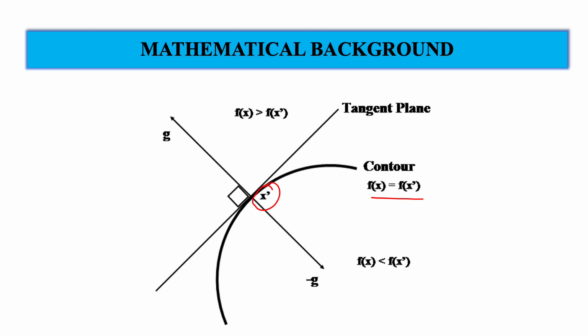Now we take a perpendicular to this tangent. On one side of this tangent, f(x) is greater than f(x'). On the other side, f(x) is less than f(x'). So you will see that the gradient always points in the direction where the function value increases, and the negative of the gradient points in the direction where the function value decreases. This concept will be useful when we talk about the minimum of a function.